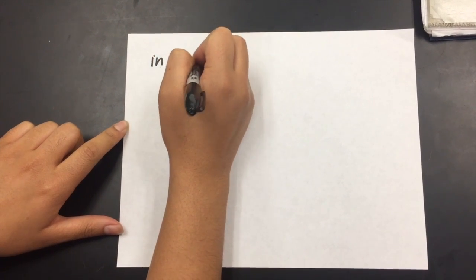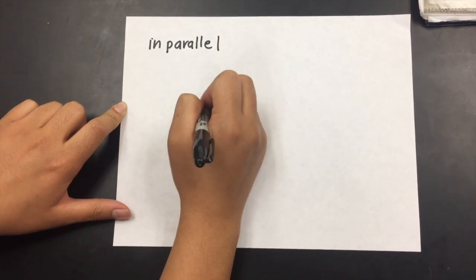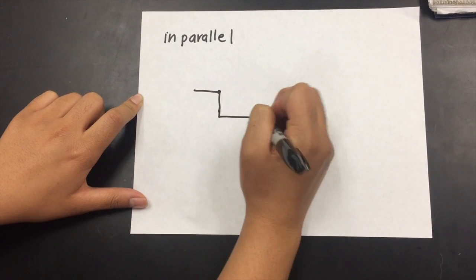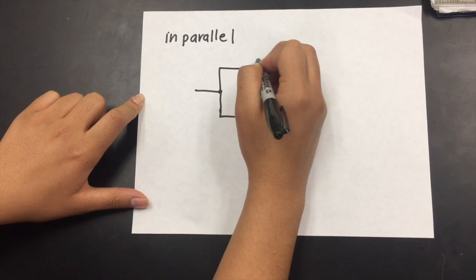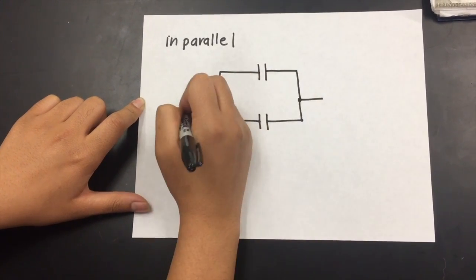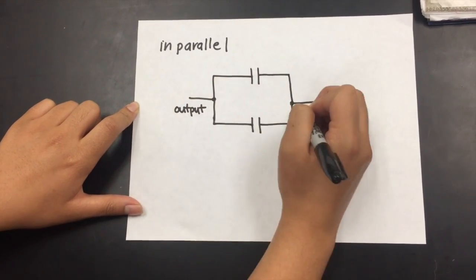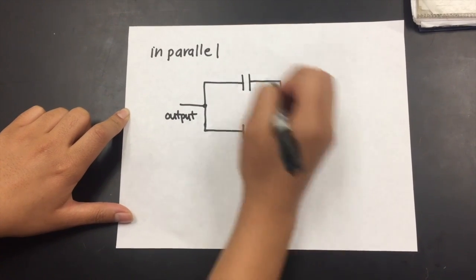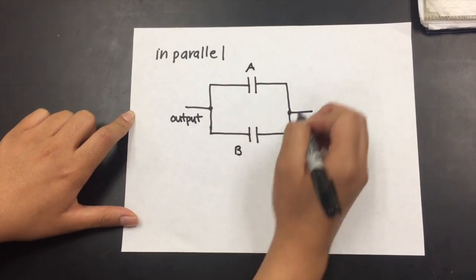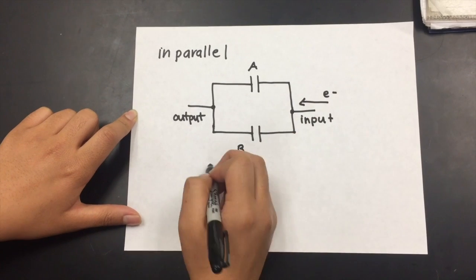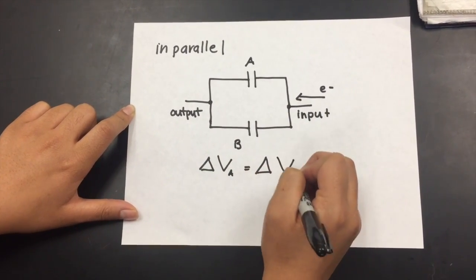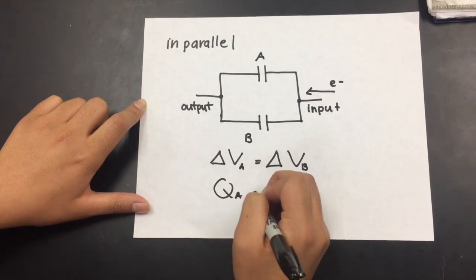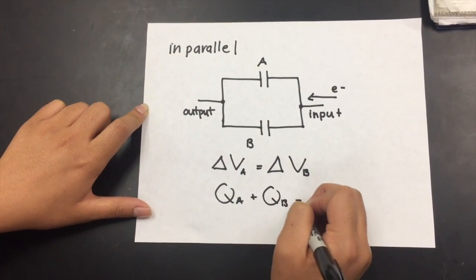For a circuit with capacitors in parallel, the charge could flow through either the path which crosses capacitor A or the path which crosses capacitor B. Therefore, the sum of the charges across both capacitors equals the total charge which passes from the input wire to the output wire. Since the capacitors A and B are connected to the same input and output wires, the potential differences across the two capacitors are the same, so delta V of A equals delta V of B.